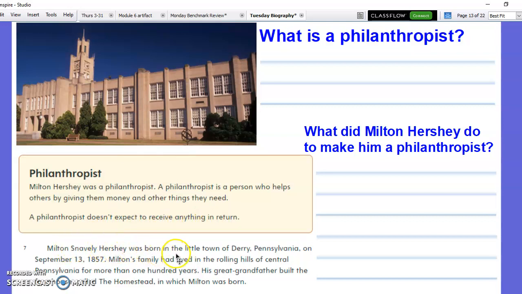Milton Snavely was born in the little town of Derry, Pennsylvania on September 13, 1857. Milton's family had lived in the rolling hills of central Pennsylvania for more than 100 years. His great-grandfather built the farmhouse called the homestead in which Milton was born. What is a philanthropist? And what did Milton Hershey do to make him a philanthropist?